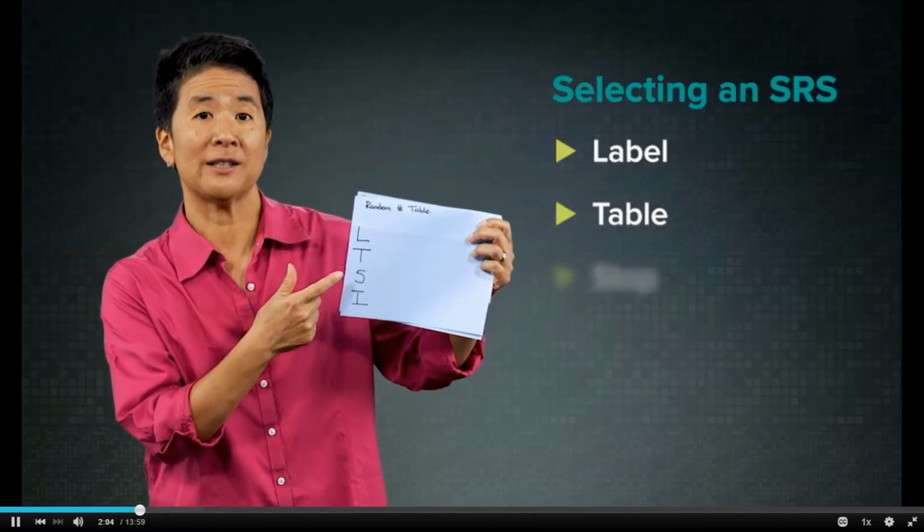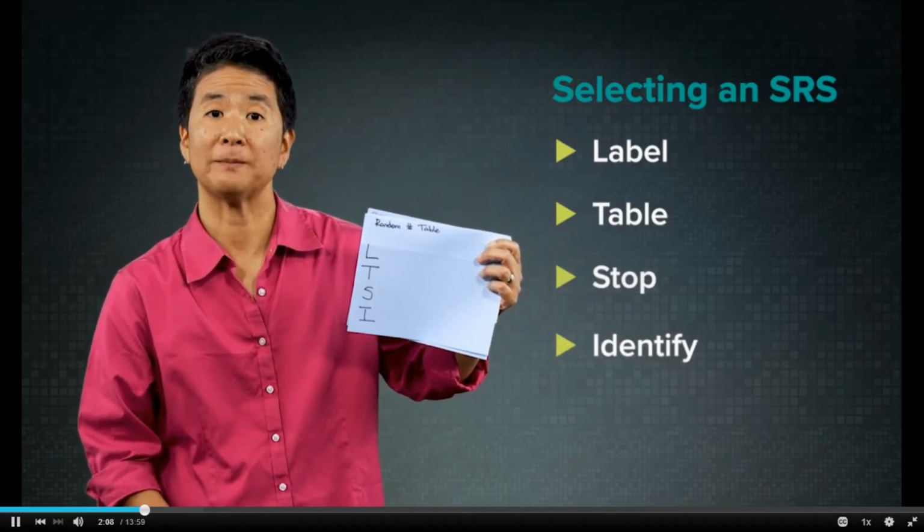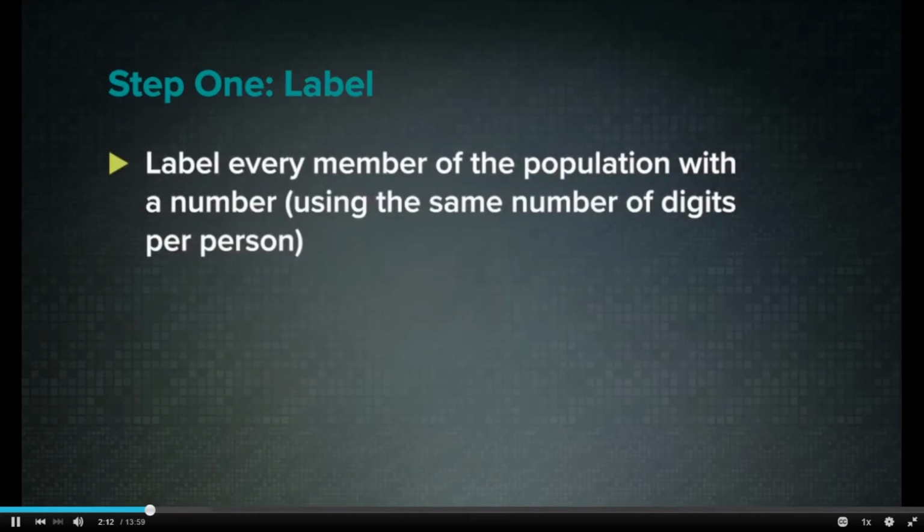When you have to use a random number table to get a sample, there are 4 things I want you to remember. Label, table, stop, and identify. Let's go through each one of these. The first step is label, and this means to label every member of your population with a number, using the same number of digits per person.